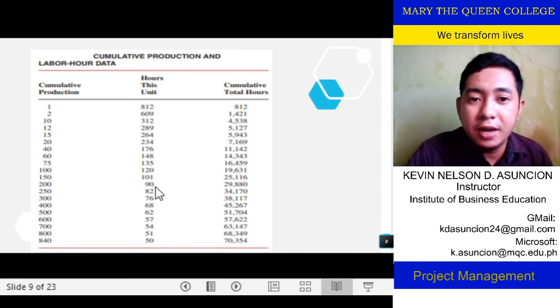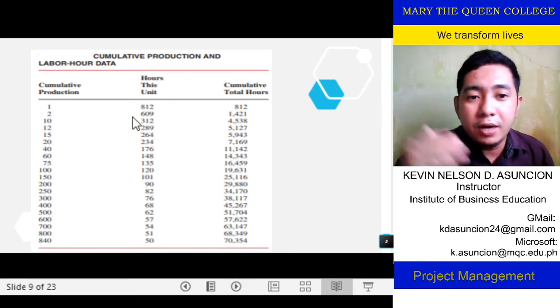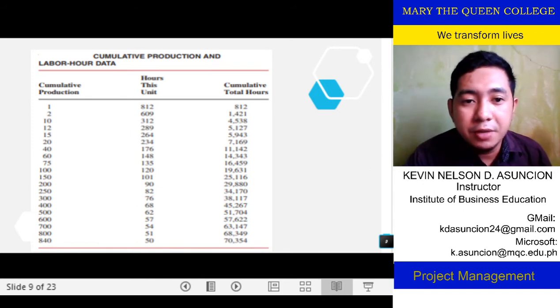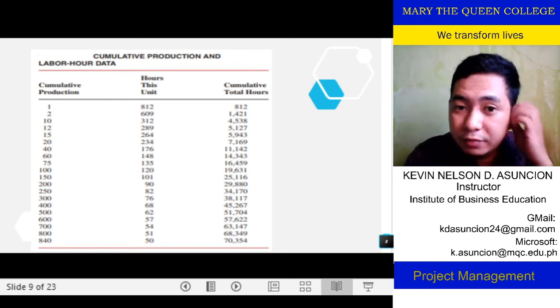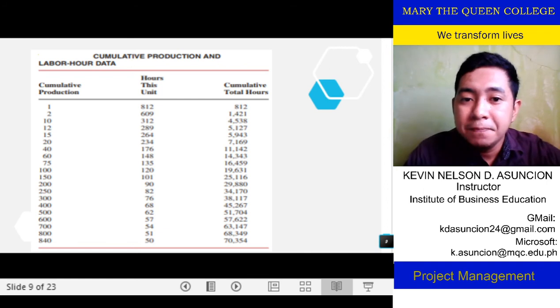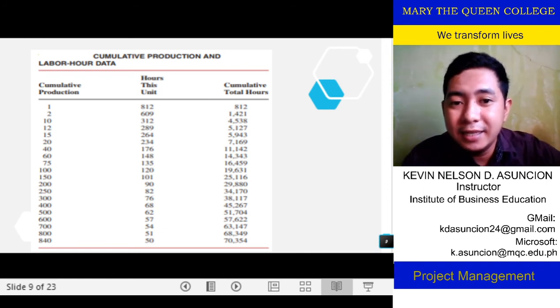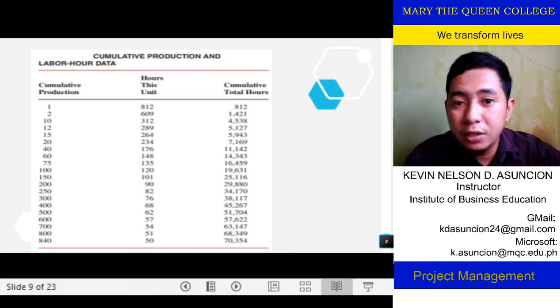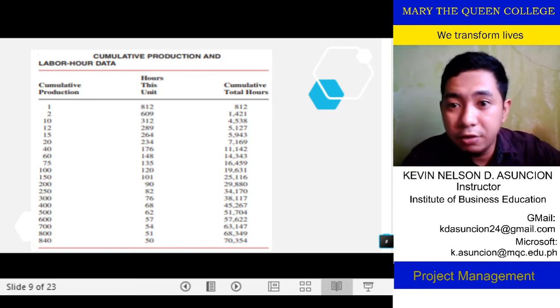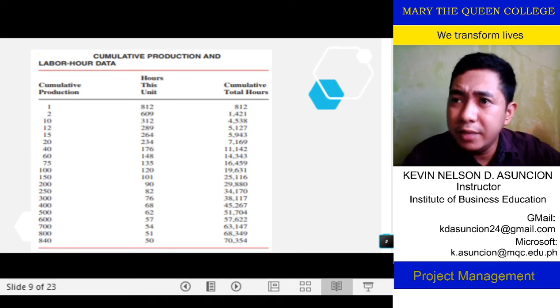So it's 812, pero kapag ginawa mo yung dalawa, you'll just be having 609 man hours. So that's 75% of 812. So cumulatively, 812 plus 609, that's 1421 man hours. So it will not take you 1,600 man hours pag dinoble mo yung production. So what does that mean?